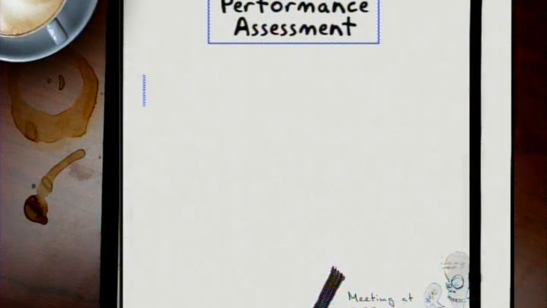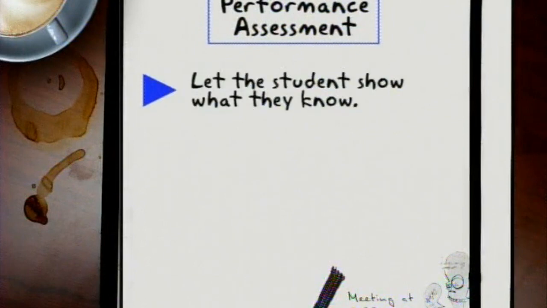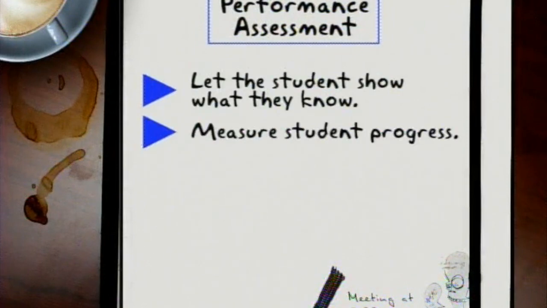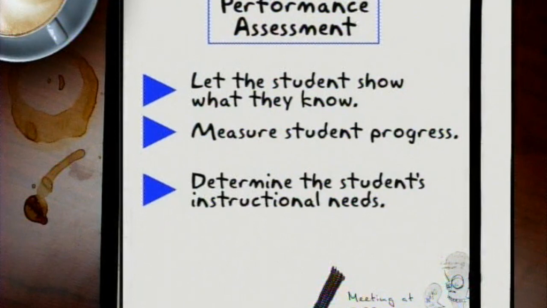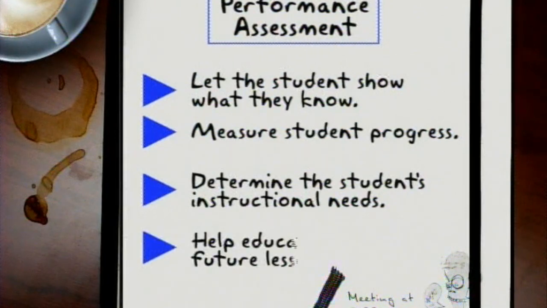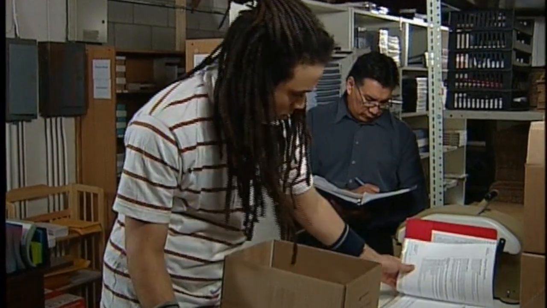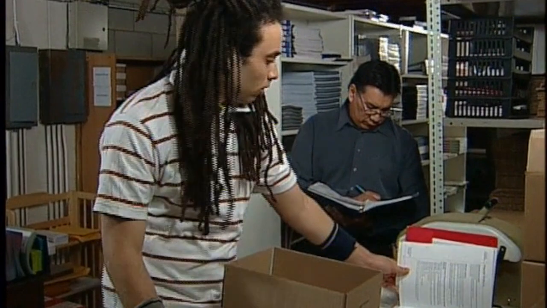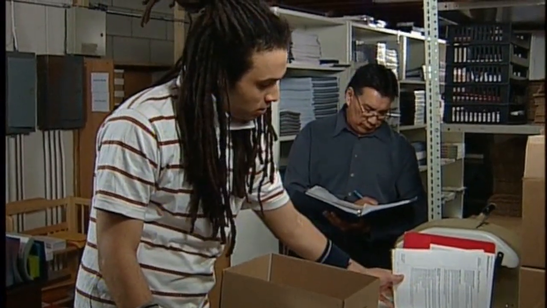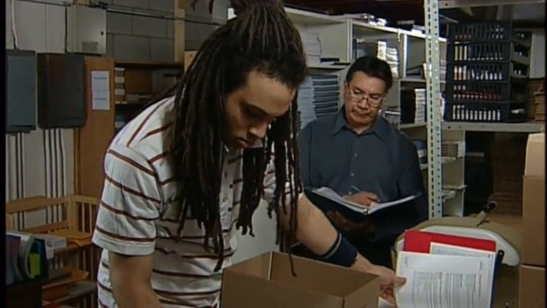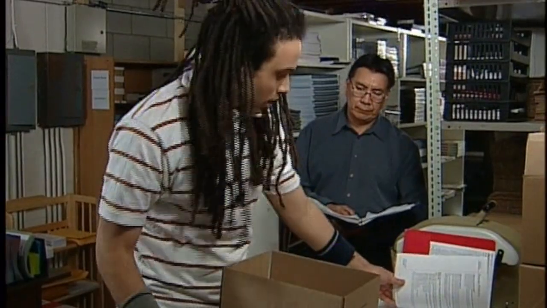Ideally, an assessment will let the student show what they know, measure student progress, determine the student's instructional needs, and help educators plan for future lessons. One way to achieve these results is to do a performance assessment. In contrast to written tests, this type of assessment evaluates student skills by observing their performance in real-life tasks.